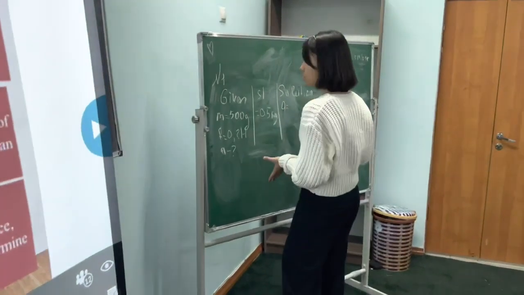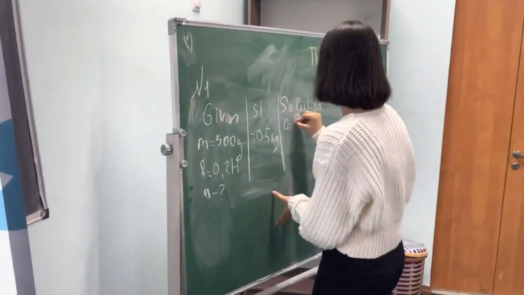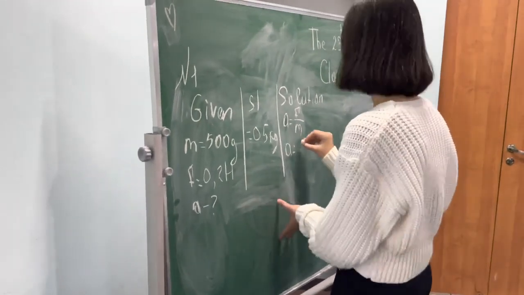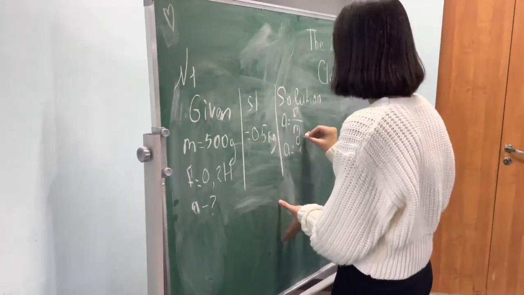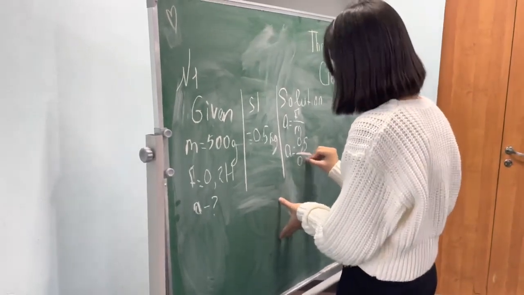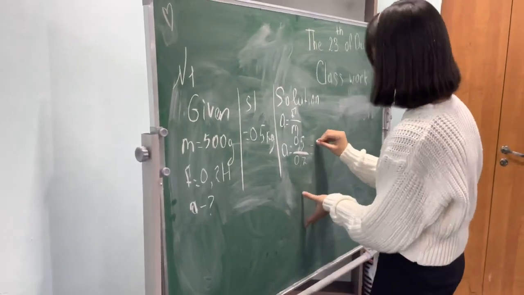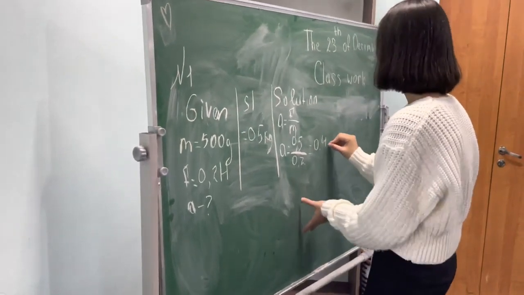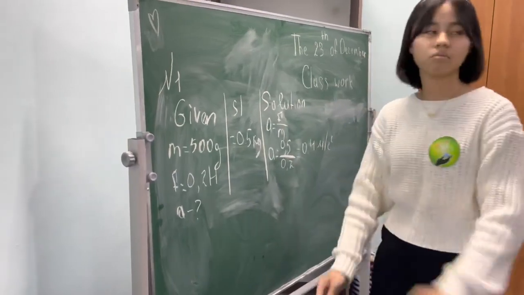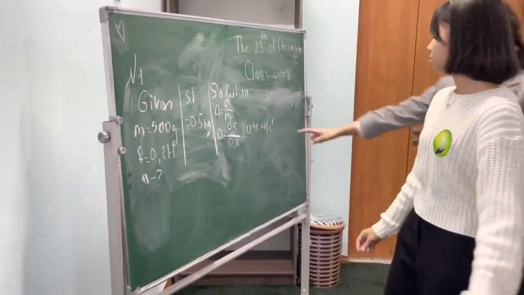Acceleration equals force divided by mass. Acceleration equals 0.2 divided by 0.5 equals 0.4 meters divided by second squared.